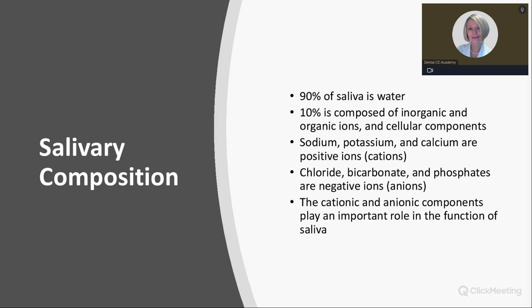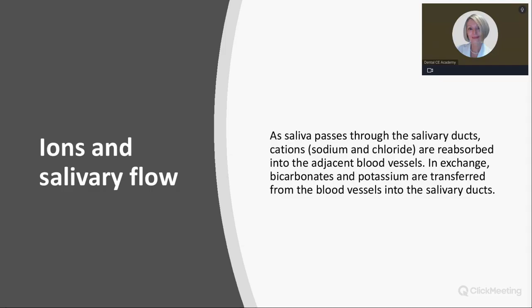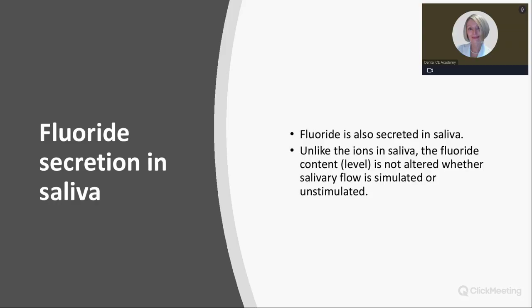And the composition, 90% is water, 10% inorganic and organic ions and cellular components. We spoke of the cations earlier. Sodium, potassium, and calcium are all the positive ions. And then the anions, the negative ions, chloride, bicarbonate, and phosphates. And it's the cationic and anionic components here that play an important role in salivary function, because as saliva passes through the salivary ducts, the cations are reabsorbed into the adjacent blood vessels, and in exchange, the bicarbonates, potassium, are transferred from the blood vessels into the salivary ducts.